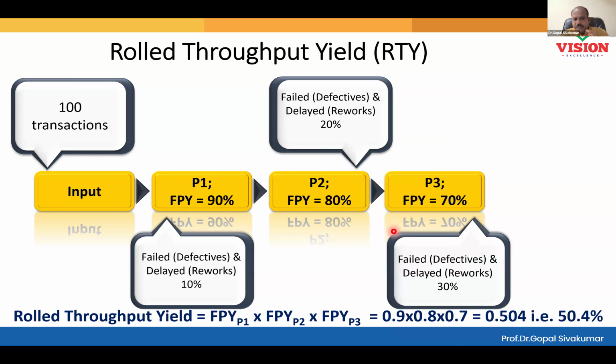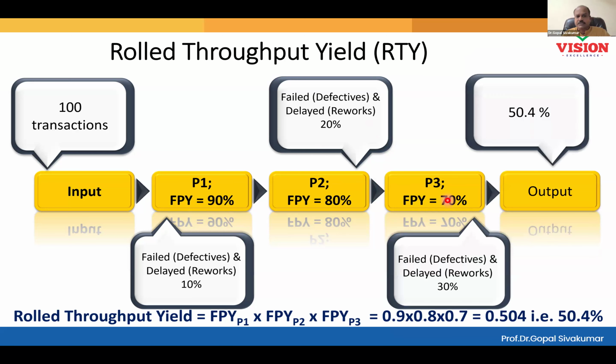Now, which is your bottleneck? P3 is your bottleneck. Now, the overall yield cannot be more than 70%. Once you know the bottleneck, the overall yield cannot be more than 70% because it is a compound process, meaning they are linked. The output of one process becomes the input to the next process. So the overall yield is found to be 50.4% only. How can you arrive at this? You multiply all three yields: 90% multiplied by 80% multiplied by 70%. So 0.9 multiplied by 0.8 multiplied by 0.7 is 0.504, that is 50.4%.